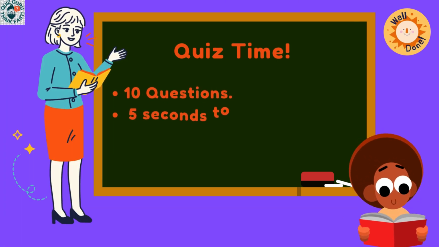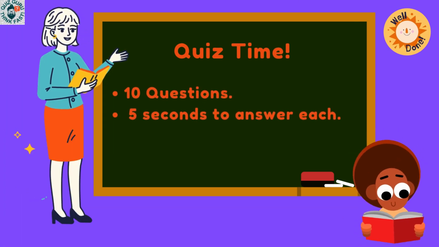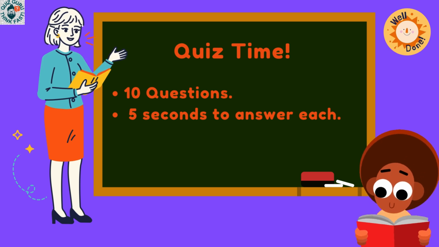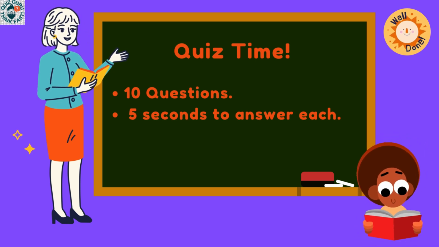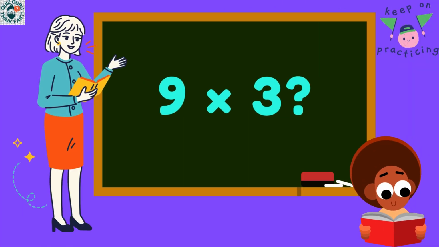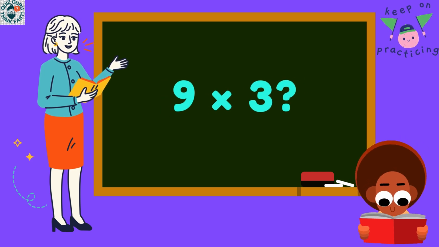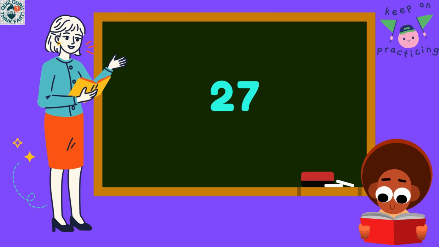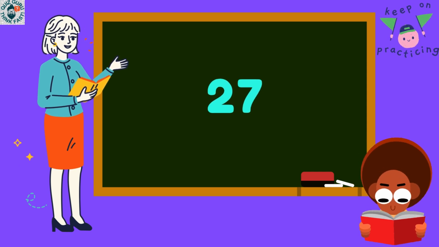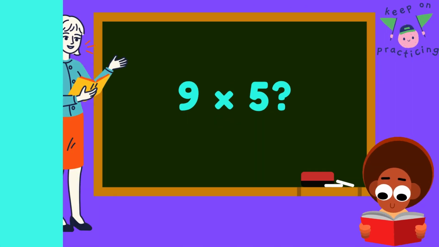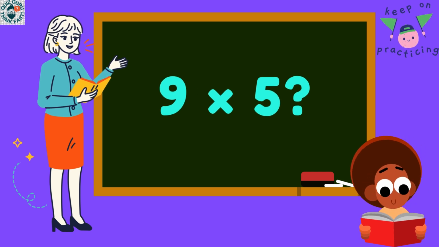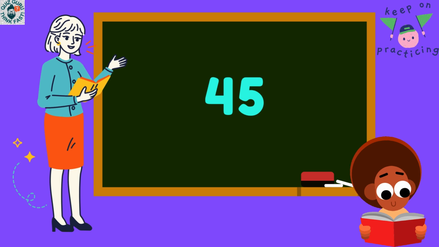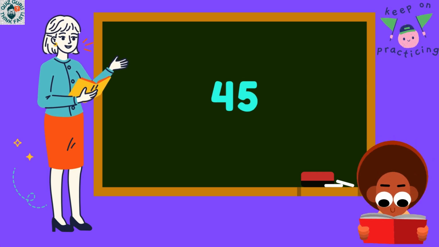Great job! Let's test your 9 times table skills. You'll get 10 questions and just 5 seconds to answer each one. Let's begin. What is 9 times 3? It's 27. What is 9 times 5? It's 45.